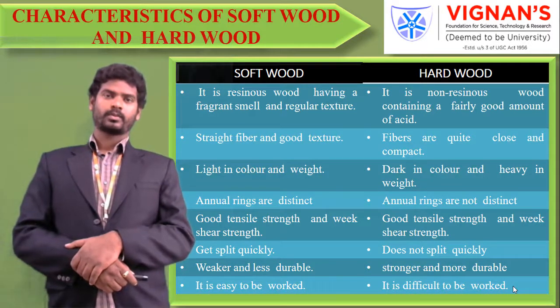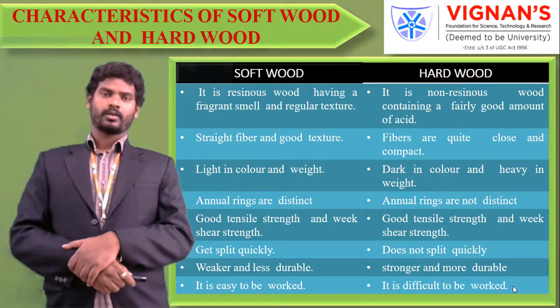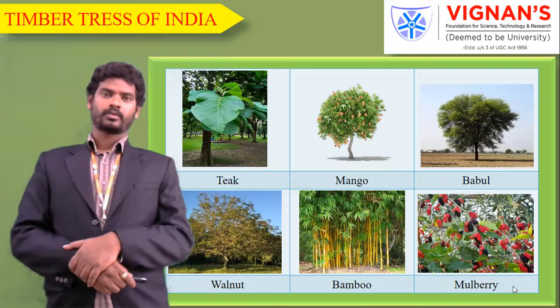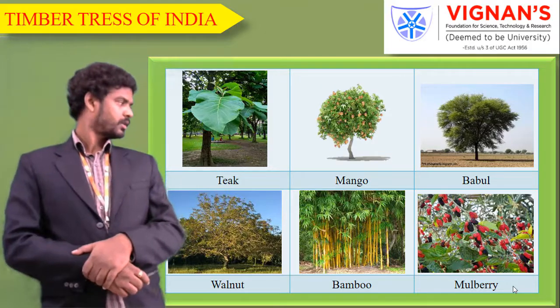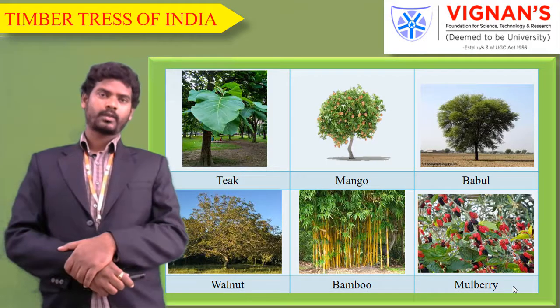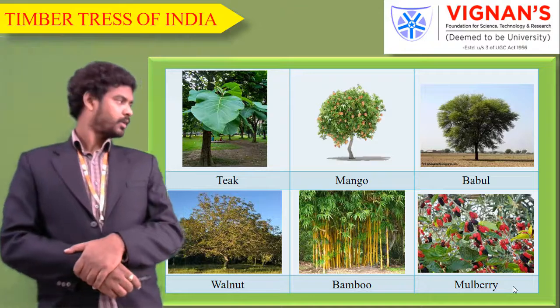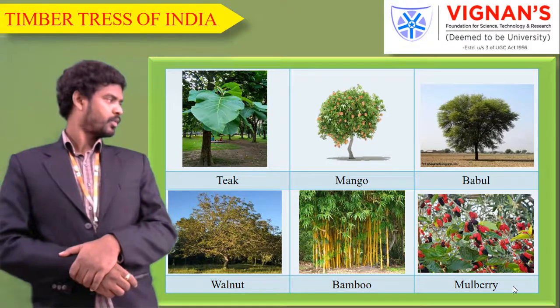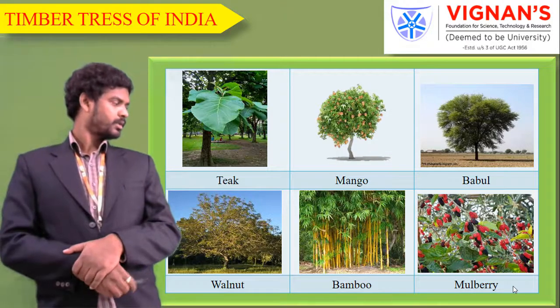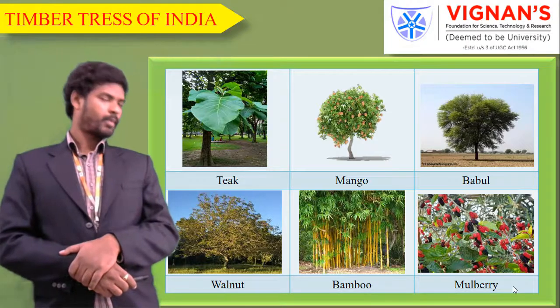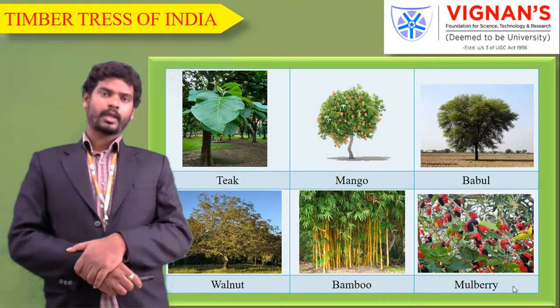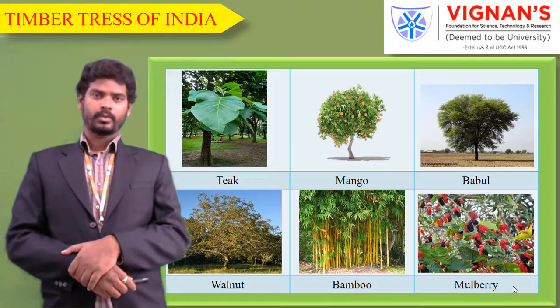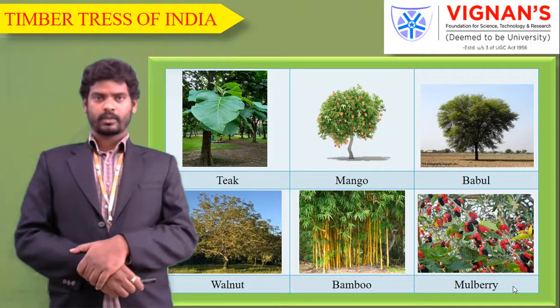Coming to the growth point of view, hardwood grows slowly. Softwood grows fast. Next one, timber trees of India. In India, the most available timber trees are teak, mango tree, babul, walnut, bamboo, mulberry. These are the most commonly used timber in India.